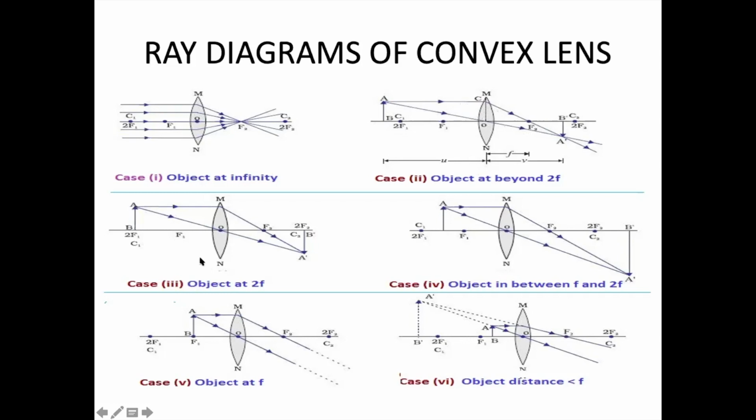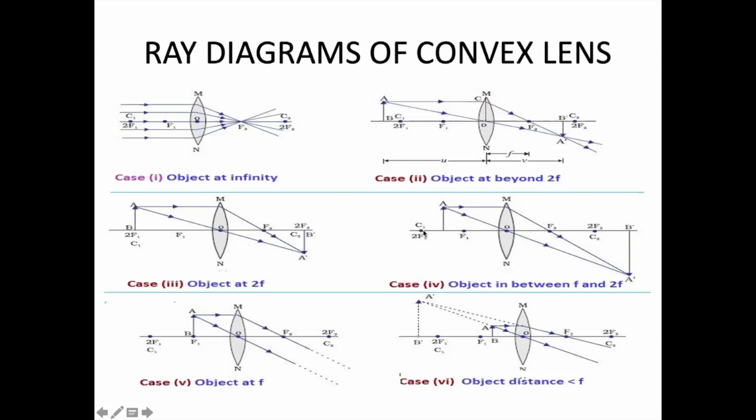Case number 3, the object is kept at C. C is also called 2F. When the object is placed here, apply rule number 1. The ray of light parallel to the principal axis will pass through the focus. Another ray passes through the optical center, and the image is formed inverted at C, the center of curvature, on the other side. The image is real, inverted, and of the same size as the object.